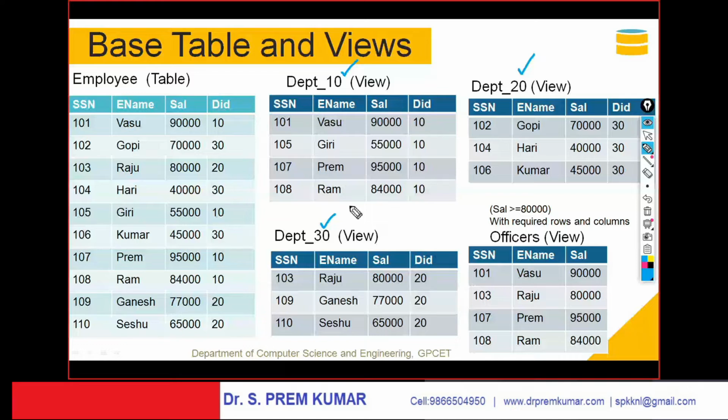So if the manager of the 10th department sees the view, he is able to see only 10th department employees. You observe here, department 10 view, this is a view. He is able to see only 101 Vasu, 105 Giri, 107 Prem and 108 Ram. He can't see the rest of the department employees, 20th and 30th. This is called a view.